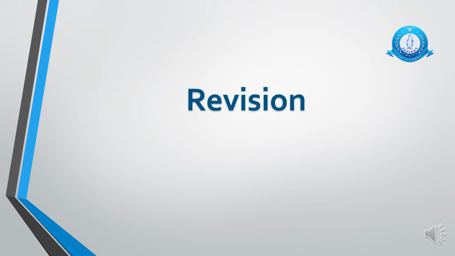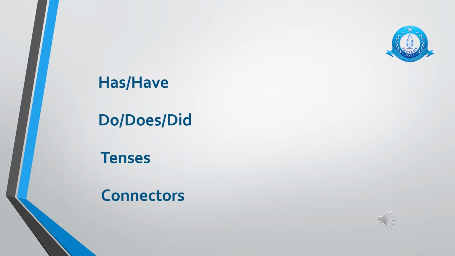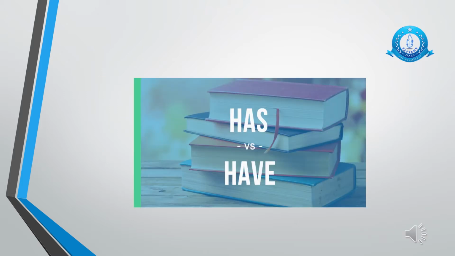We are going to revise 4 topics from grammar skills today. So let's get started. We will be revising has and have, do, does and did, tenses and connectors. The first chapter that we are going to discuss today is has and have. What are has and have? How are they different from each other, and what are their uses?